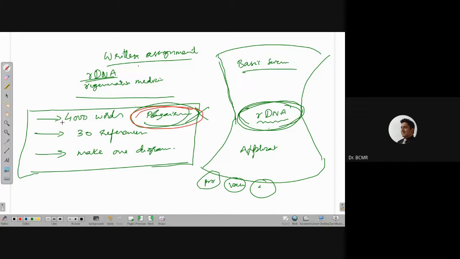Okay, and you should have written at least 4,000 words. You could have 5,000 or 6,000, but the minimum is 4,000. And there should be at least 30 references, and make one diagram by yourselves. Try your best to do those things. And I will post an assignment in your GCR.